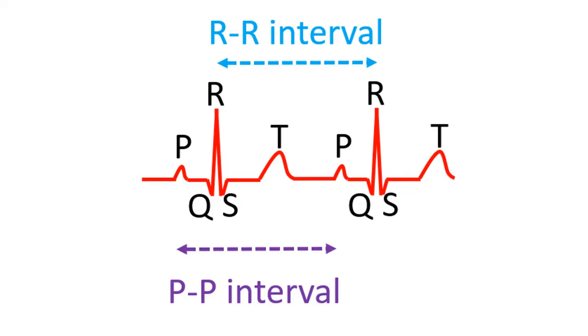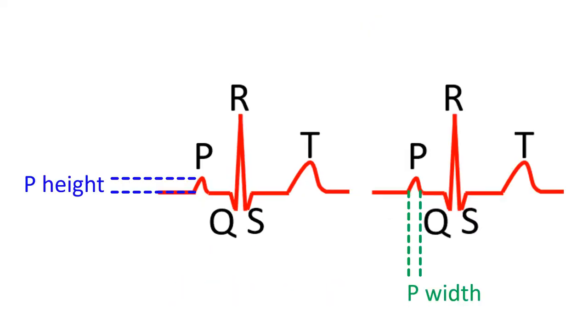It is actually the rate of the lower chambers or the ventricles. If the rate of the P waves is different from that of the R waves, it has to be measured separately from the PP interval. Rate of P waves will give the rate of the upper chambers. Both the width and height of the P are measured to assess enlargement of the upper chambers or the atria.